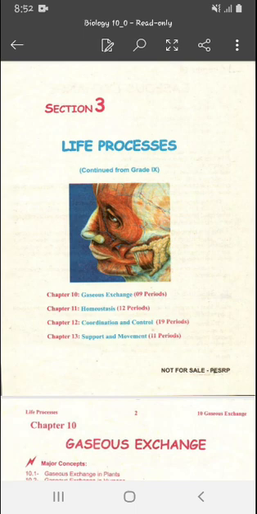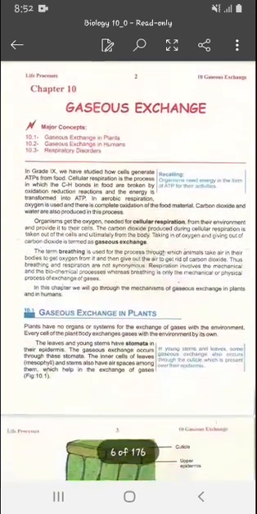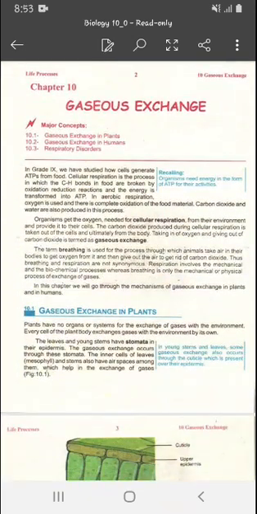In this section, we discuss 4 different chapters, one by one. First is gaseous exchange, second homeostasis, third coordination and control, fourth support and movement. First, we discuss gaseous exchange. Gaseous refers to different types of gases, and exchange means interchange. The interchanging of gases from the animal body or human body to the outside environment is called gaseous exchange.